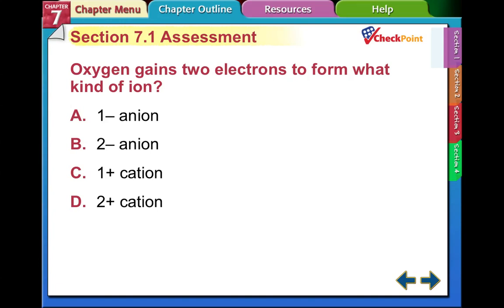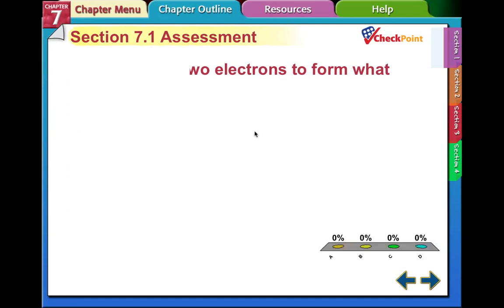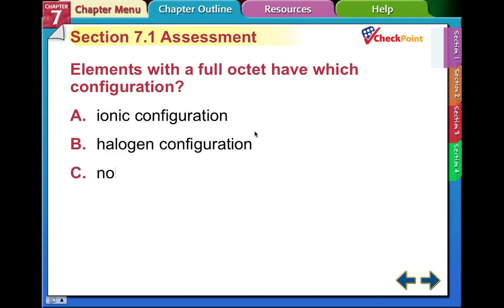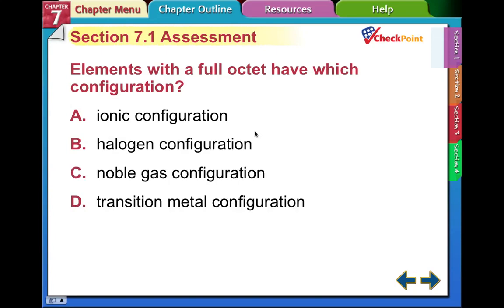Oxygen gains 2 electrons to form what kind of ion? Yep, answer is a -2 anion. Remember, anions are negative, cations are positive. Elements with a full octet have which configuration? Answer is noble gas configuration. Okay, that's all for section 1.